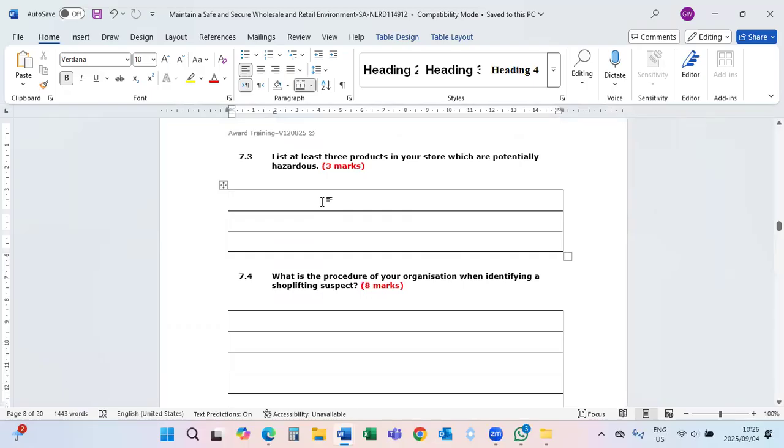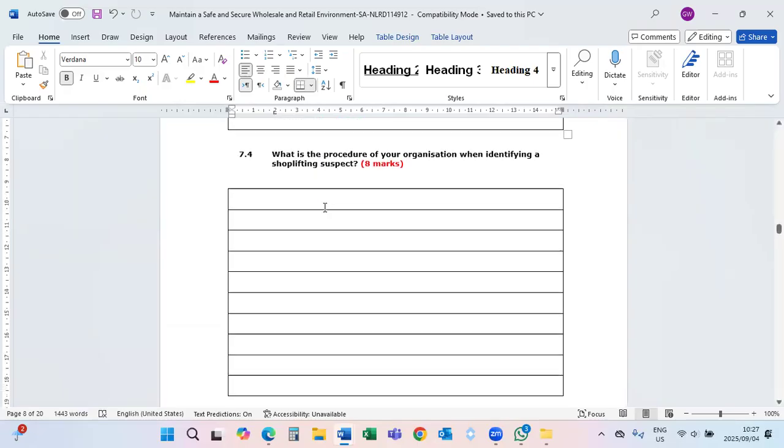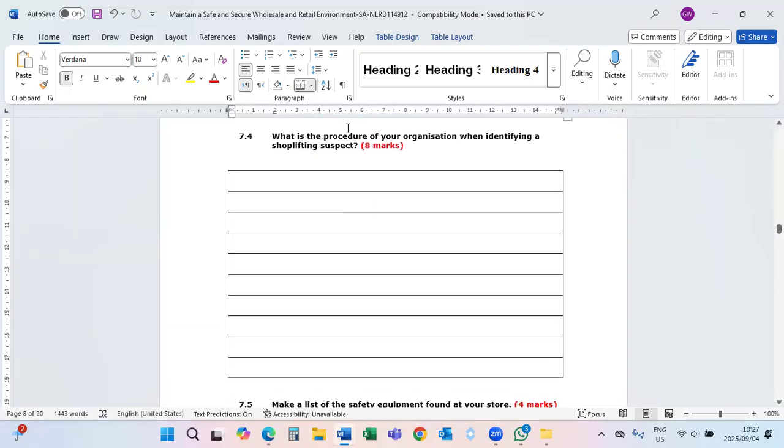It might be paraffin. It could be gas. It could be, well, petrol certainly is a hazardous material. Oil is a hazardous material. So there's 3 already that you could just list and put together. What is the procedure in your organization when identifying shoplifting?